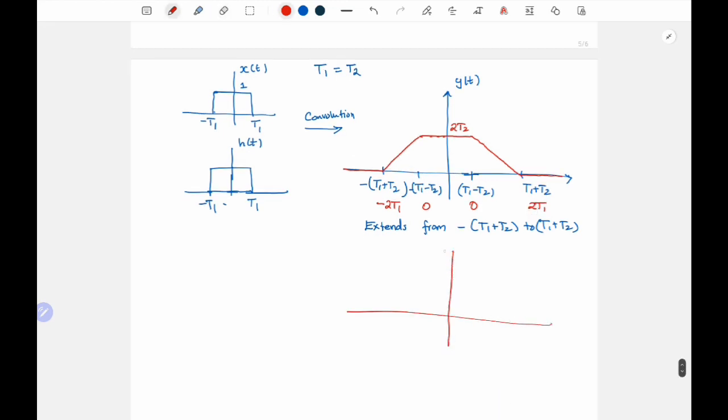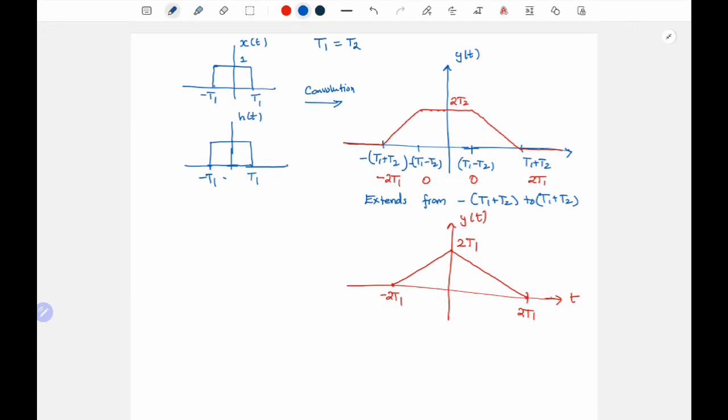I'll draw separately. So it starts from minus 2 t1, increases up to 0, and then again decreases at 2 t1 and goes to 0. So this is y of t. Okay. So you can actually see the slope of these are 1 and slope of this is minus 1. Here also it was the same case, right? Here also the slope is equal to 1. Here the slope was minus 1.